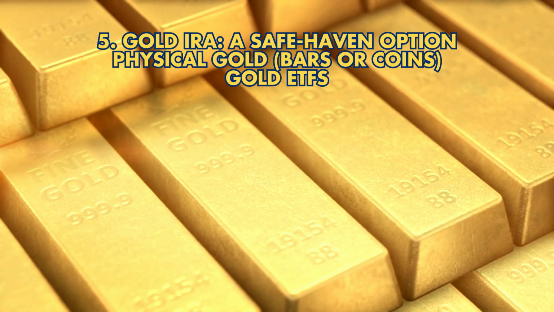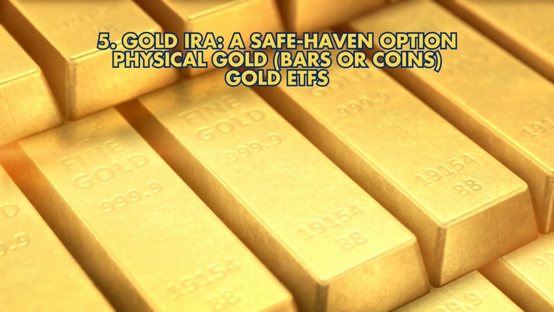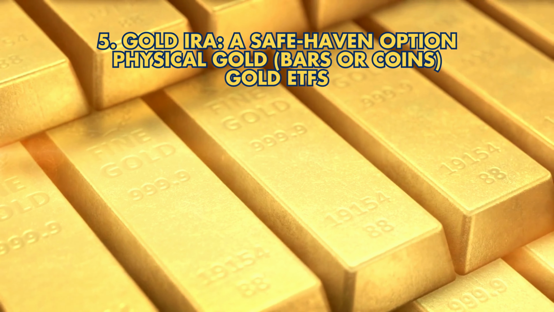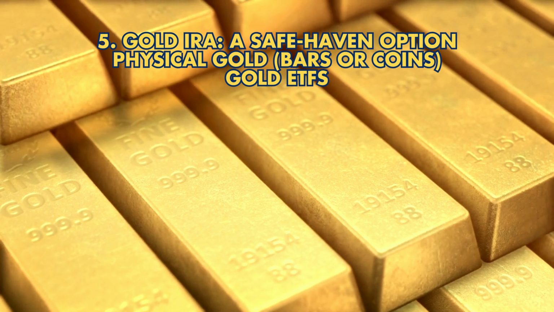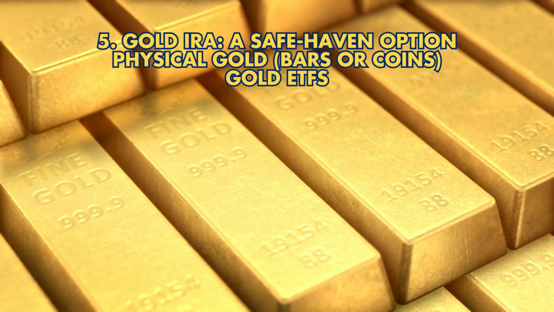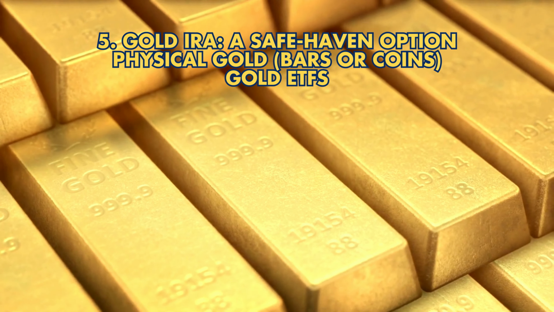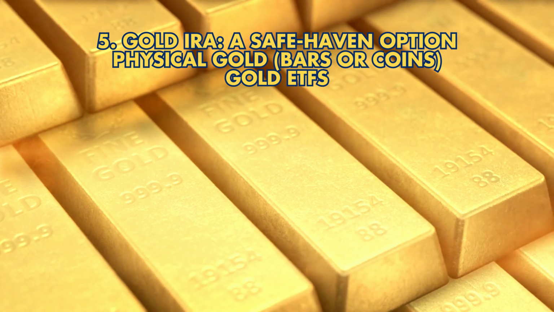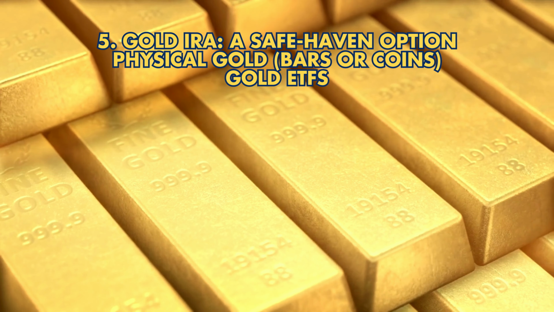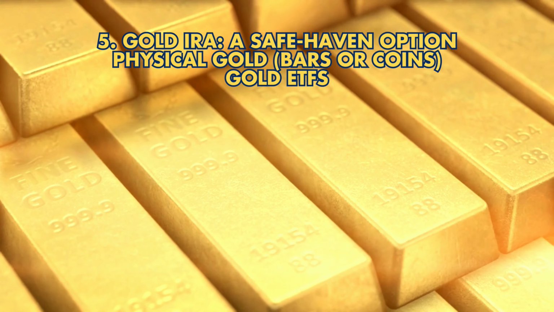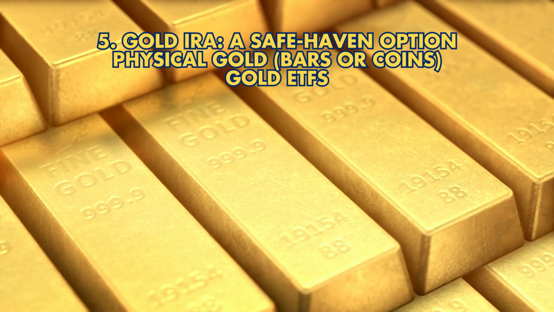5. Gold IRA, a safe haven option. Gold helps hedge against inflation and market downturns. Physical gold, bars or coins, can be held in a self-directed gold IRA. Gold ETFs and mining stocks offer exposure without storing physical metal. Gold adds long-term stability and value protection.